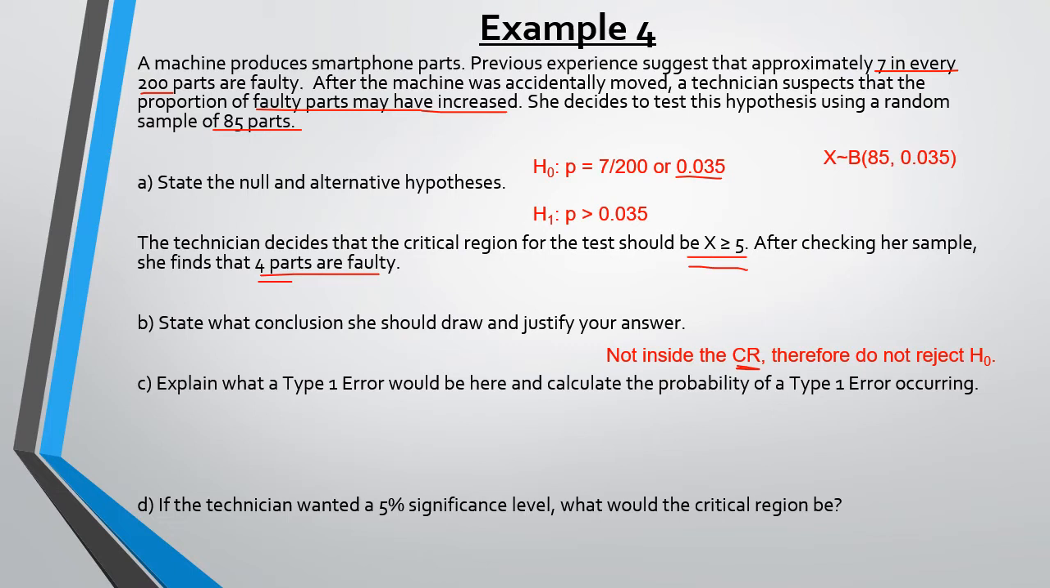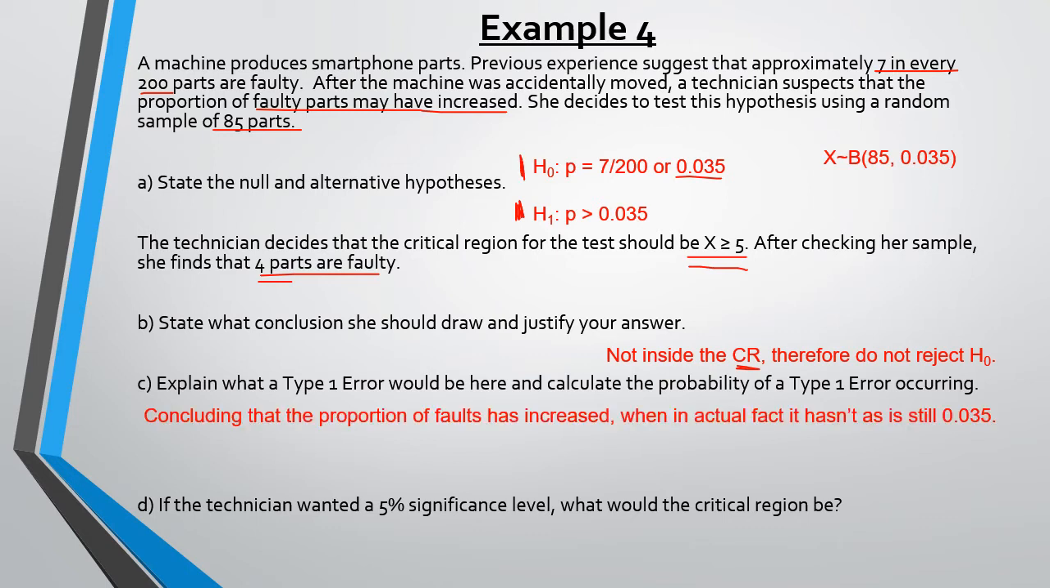Explain what a type 1 error would be here. Okay, so a type 1 error would be the probability of me rejecting H0 when H0 is true. So if I reject the H0, I'm saying H1 is true in a way. So in this context, a type 1 error is me saying that the number of faulty parts has increased when in actual fact the probability of a faulty part is still 0.035.